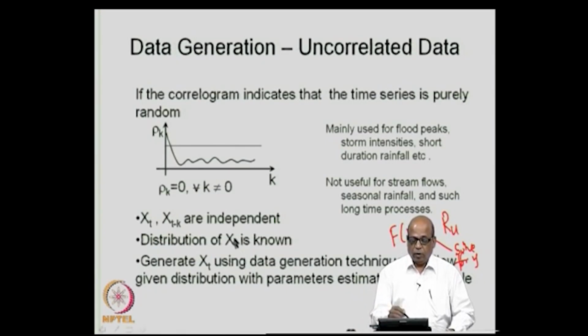Then you use the distribution for x t, generate x t, then the distribution for x t plus k, generate x t plus k, and so on. So each time period you generate different sets of values, knowing the distributions of the variable for that particular time period.